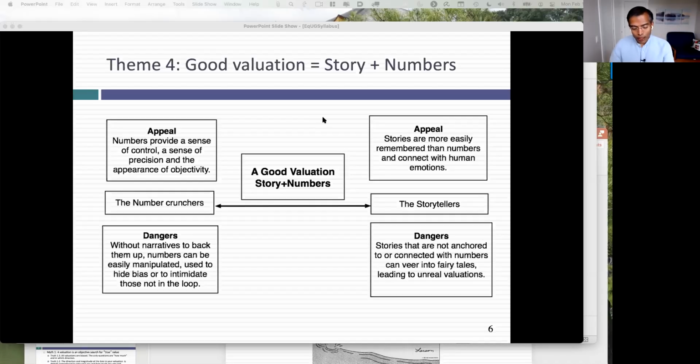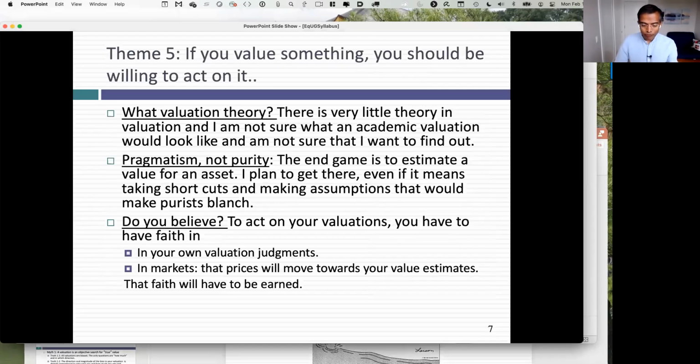Which brings me to this final theme, which is when you think about valuation, you think about stories and numbers. Ultimately, valuation is not an intellectual exercise. So when you tell me the value of a company, you have to have faith. And let me explain why faith is the word I use.